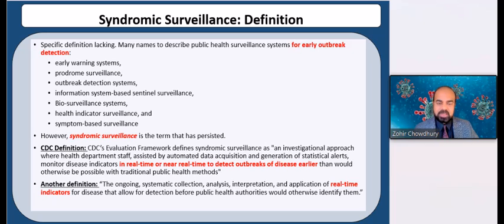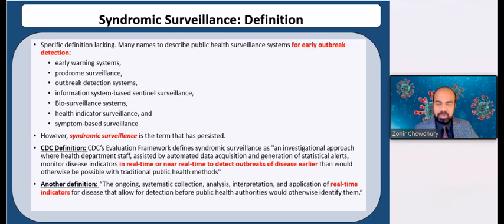Many different names have been used to describe public health surveillance systems for early outbreak detection, such as early warning system, prodrome surveillance, outbreak detection systems, information systems based on sentinel surveillance, biosurveillance systems, health indicator surveillance, and symptom-based surveillance. However, syndromic surveillance is the term that has persisted over time.